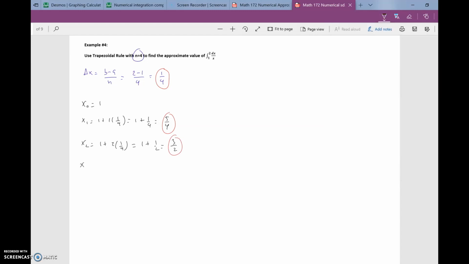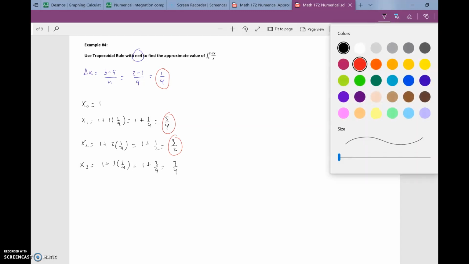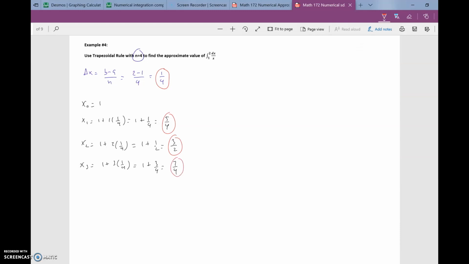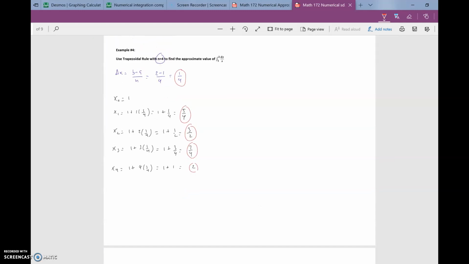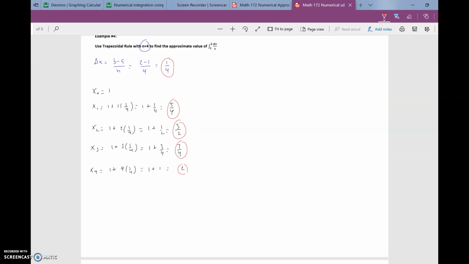X of 3 is equal to 1 plus 3 times a fourth, or 1 plus 3/4, or 7/4. X of 4 is equal to 1 plus 4 times a fourth. This is 1 plus 1, or the value of 2. And remember that as we're doing the partitions, you have to make sure that there's no algebra errors. You started at A and you end up at B. So that's actually it for the last portion.